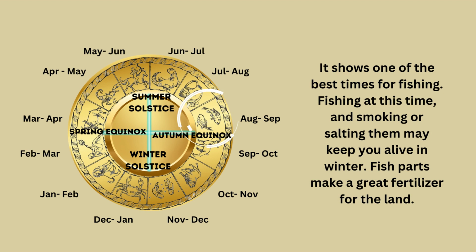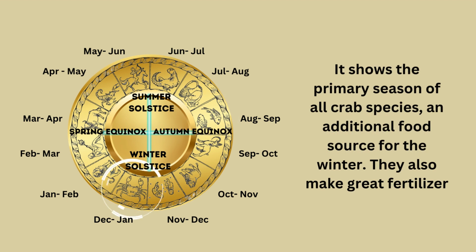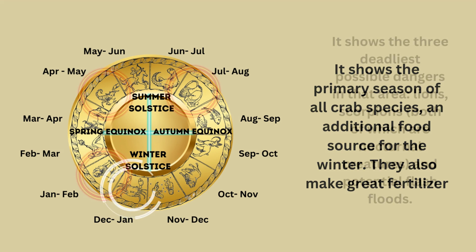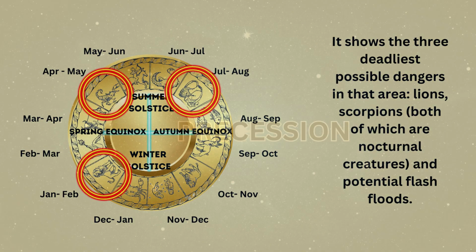It shows one of the best times for fishing. Fishing at this time and smoking or salting them may keep you alive in winter. Fish parts make a great fertilizer for the land. It shows the primary season of all crab species, an additional food source for the winter. They also make great fertilizer. It shows the 3 deadliest possible dangers in that area: lions, scorpions, both of which are nocturnal creatures, and potential flash floods. That is amazing with only 12 symbols.